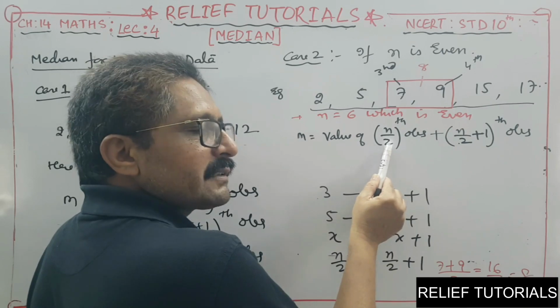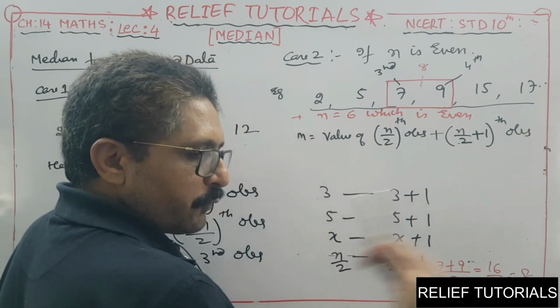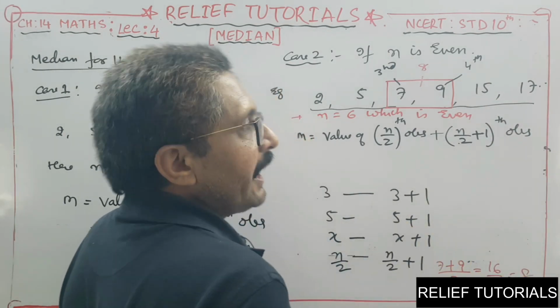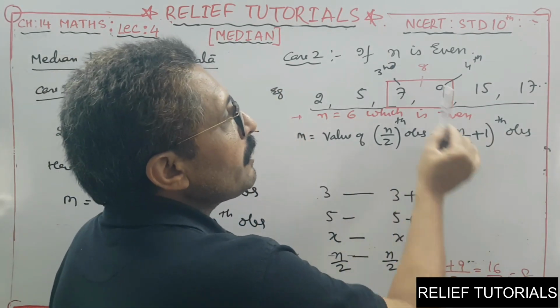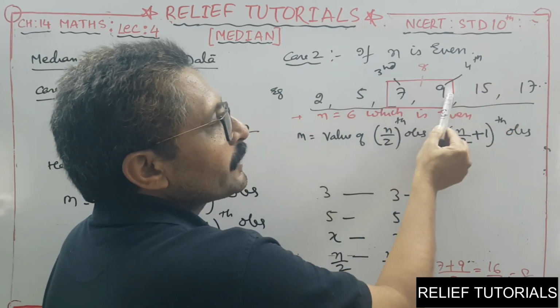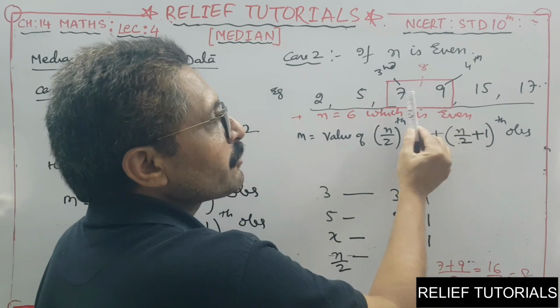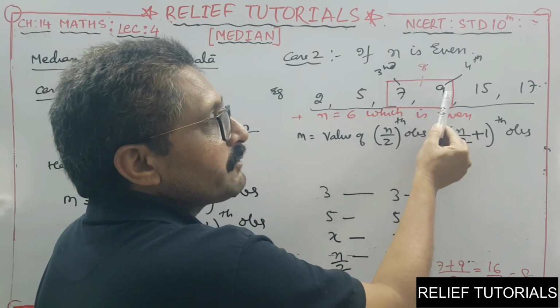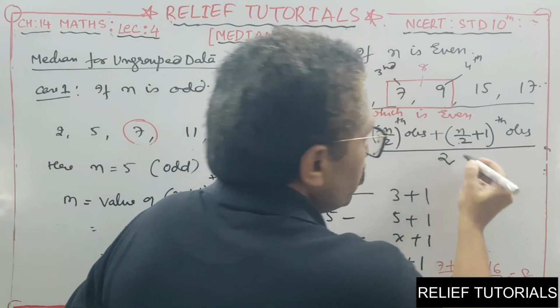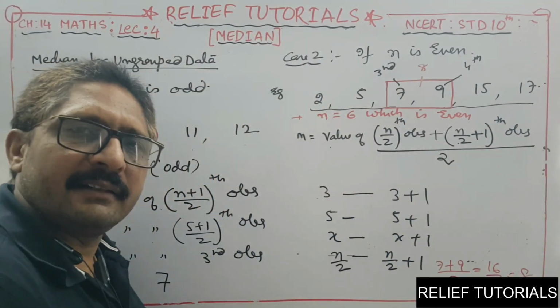So n by 2 is the third, and the fourth observation means plus 1. So the n by 2 plus 1th observation, and you want to find the average of these two observations, the third and the fourth. The third is 7, the fourth is 9, but you have to find the median. So you have to take the average of these two observations, so you will divide this by 2. That we have learned in 9th standard. Clear?